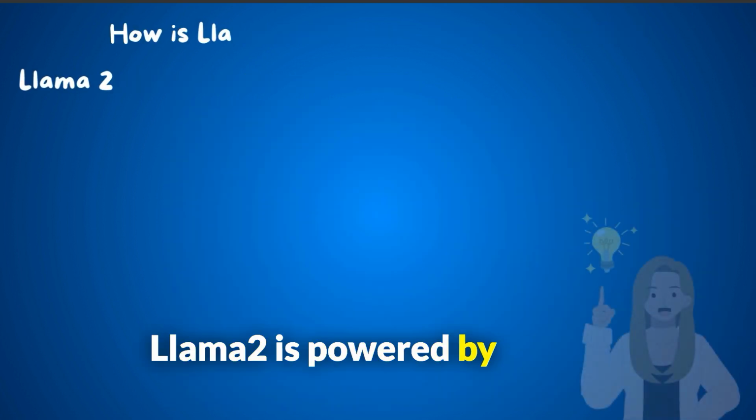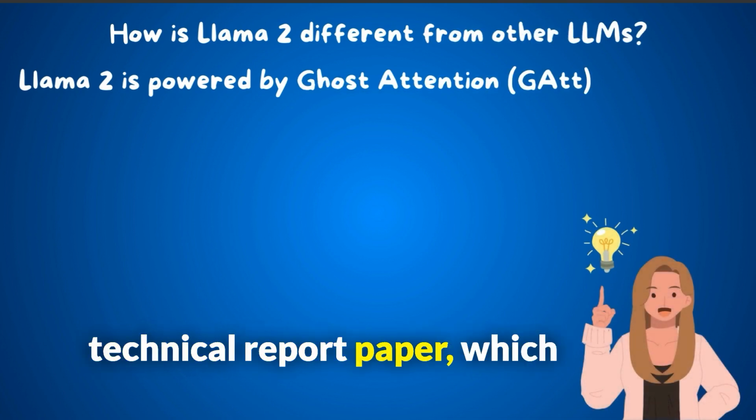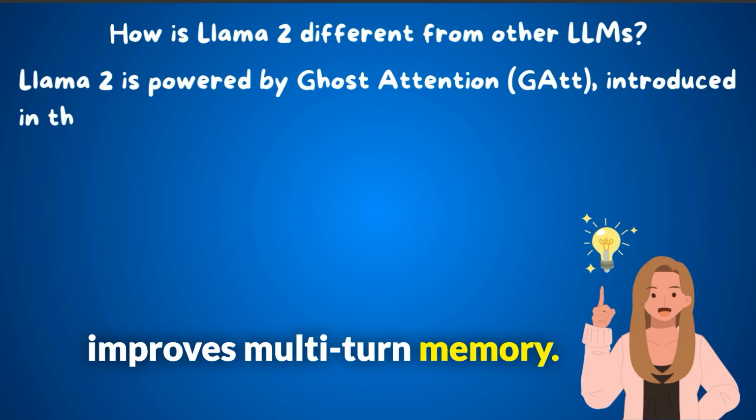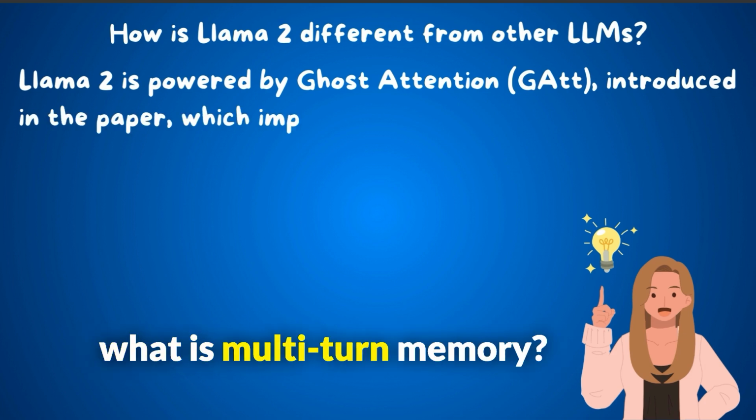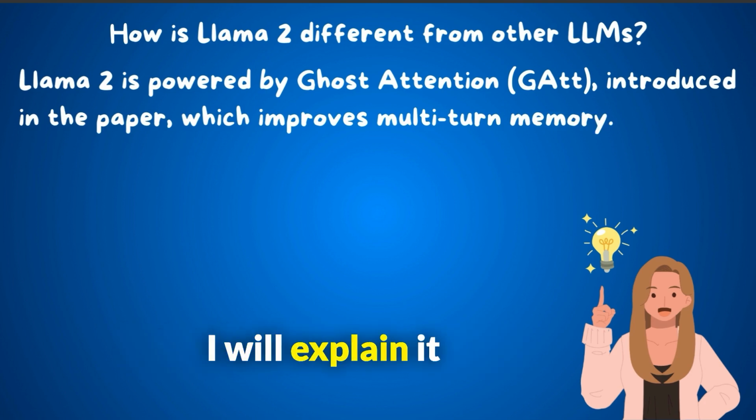Llama 2 is powered by Ghost Attention, that is GAT, introduced in this technical report paper, which improves multi-turn memory. Now, what is GAT and what is multi-turn memory? How does GAT improve multi-turn memory? I will explain it by an example.